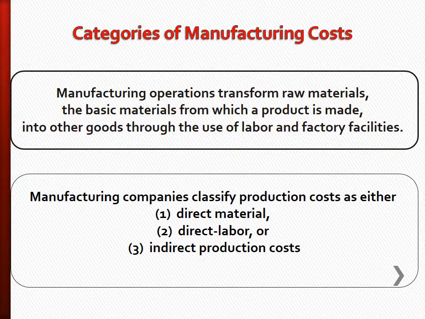Categories of manufacturing cost. Manufacturing operations transform raw materials, the basic materials from which a product is made, into other goods through the use of labor and factory facilities. Therefore, manufacturing companies classify production costs as either direct materials, direct labor, or indirect production cost.